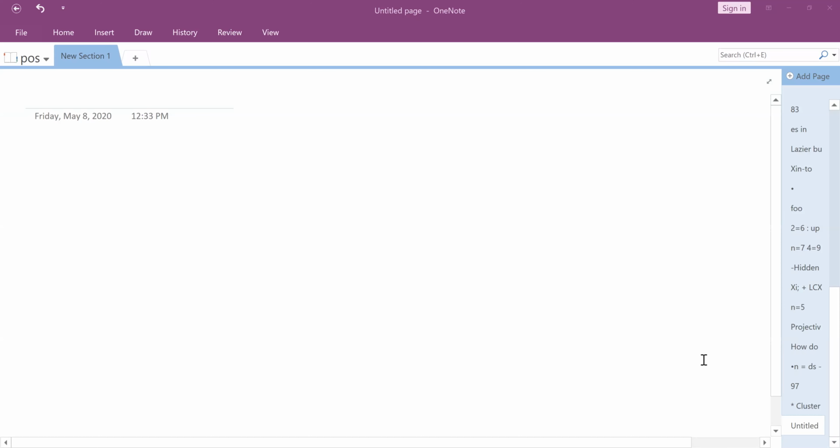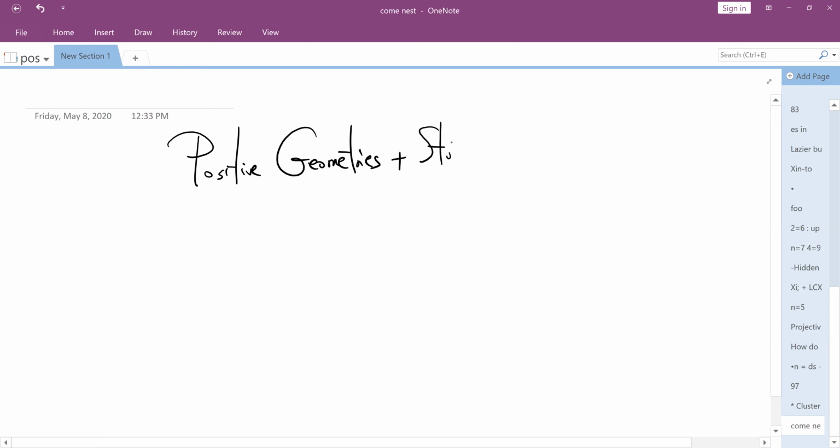All right, so let's continue now. So this is kind of an aside from all of this discussion to talk more generally about these ideas of positive geometries. Sorry, and stringy canonical forms.